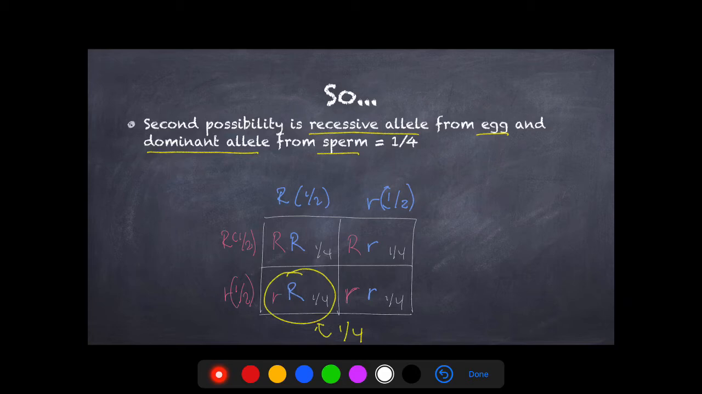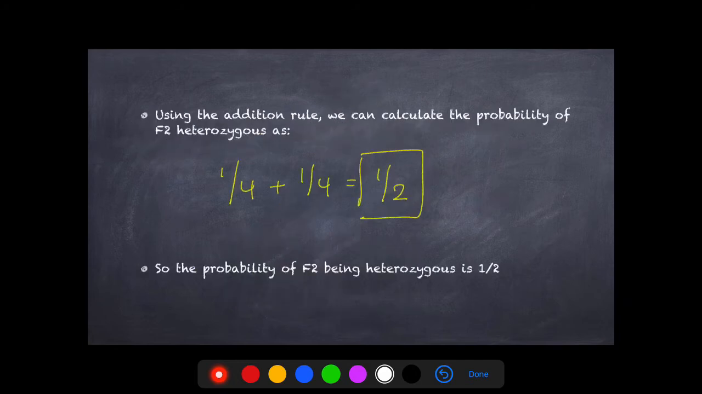A second possibility is a recessive allele from the egg and a dominant allele from the sperm. So if you look at the Punnett square, which shows you the recessive allele from the egg. Remember, the egg I put in pink. And then the dominant allele from the sperm would be capital R. So you can see clearly, I kind of gave it away. It's the one that I have circled in yellow. And the probability of that happening is 1/4.